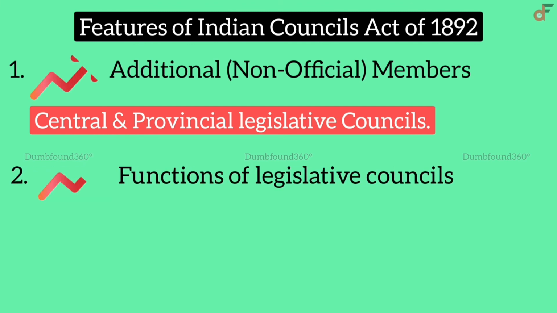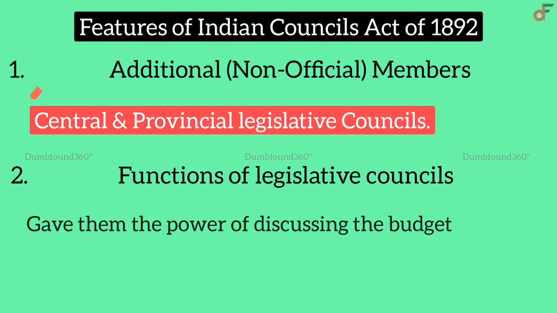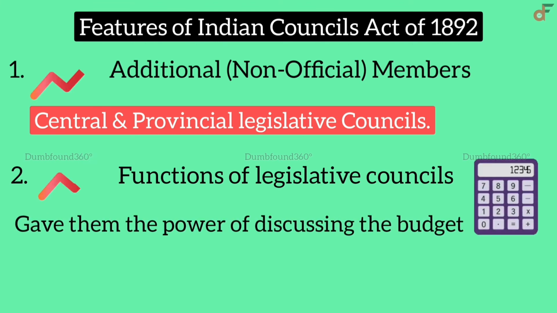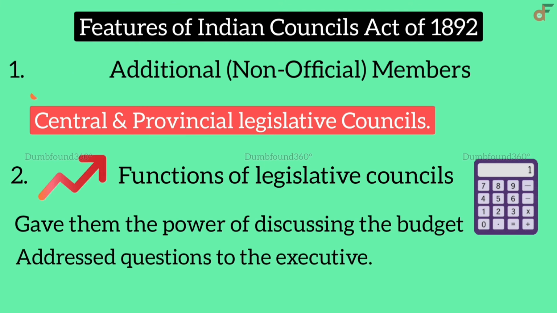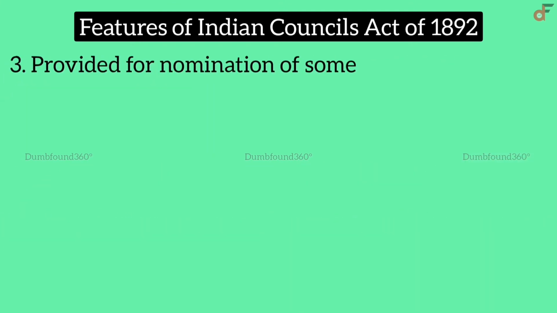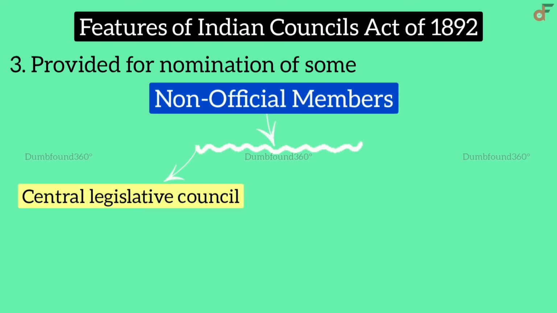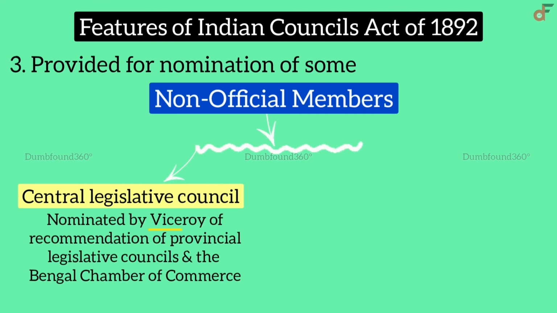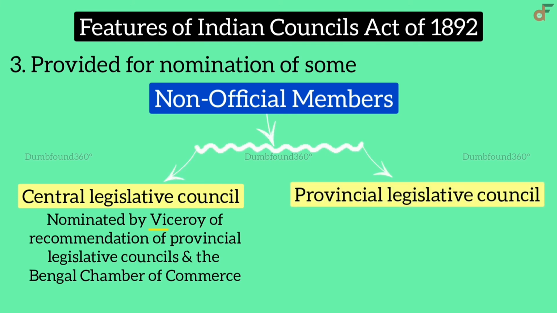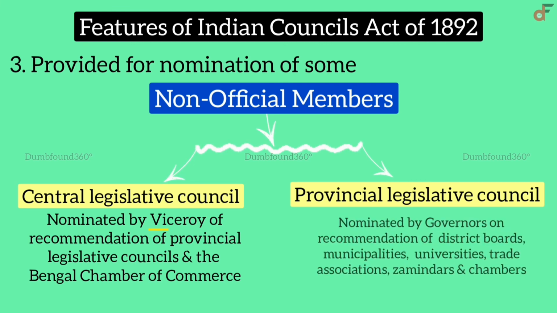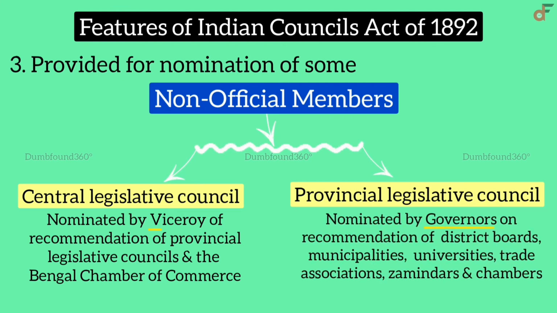2. It increased the functions of legislative councils and gave them the power of discussing the budget and addressing questions to the executive. 3. It provided for the nomination of some non-official members of the Central Legislative Council by the Viceroy on the recommendation of the Provincial Legislative Councils and the Bengal Chamber of Commerce, and that of the Provincial Legislative Councils by the governors on the recommendation of the district boards, municipalities, universities, trade associations, zamindars and chambers.